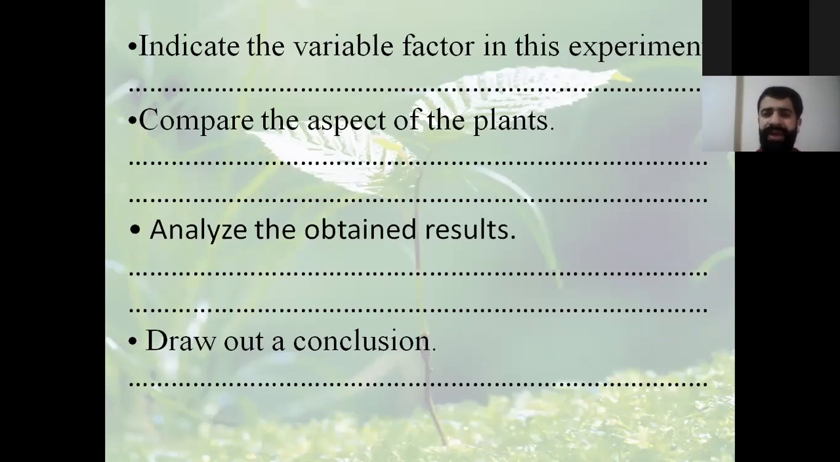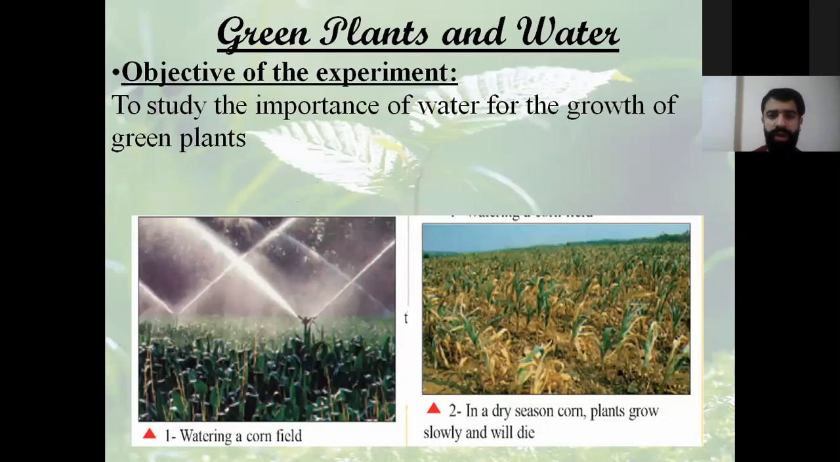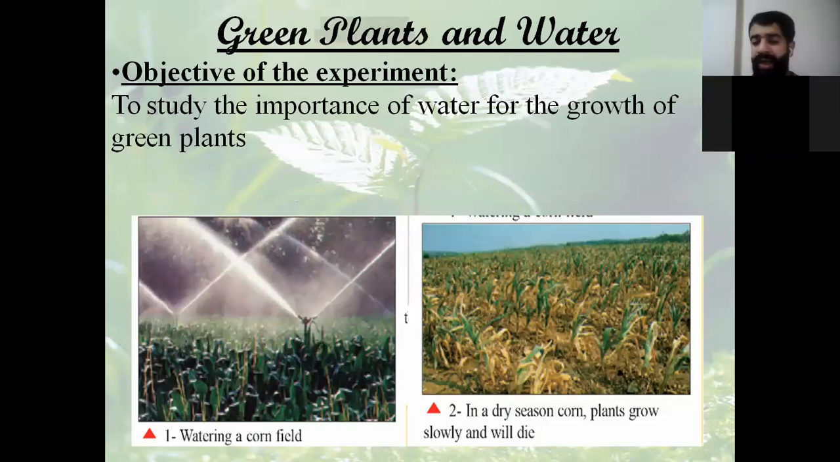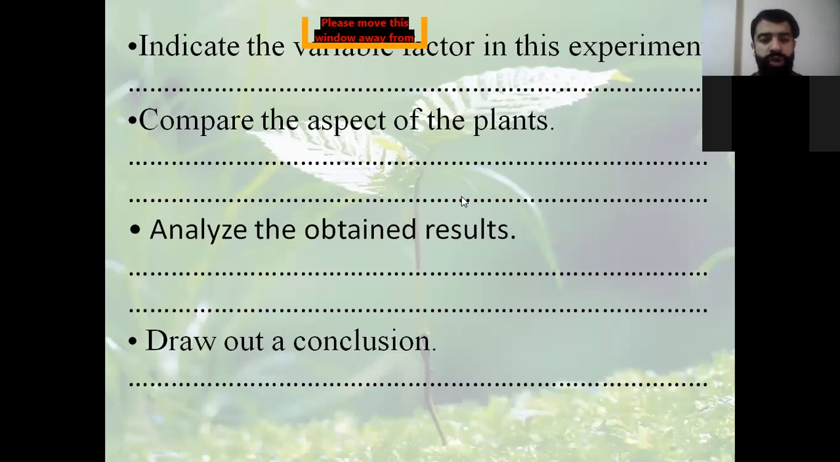So the variable factor is that in plant 1 we have water and in plant 2 we don't have water. So compare the aspect. Whenever I talk about the aspect of the plant, I mean their appearance, how do they look? So in plant 1, the plants are tall and green in color whenever we have water. While in the absence of water, the plants are yellow and short and they have abnormal growth. So analyze the experiment and draw out a conclusion.